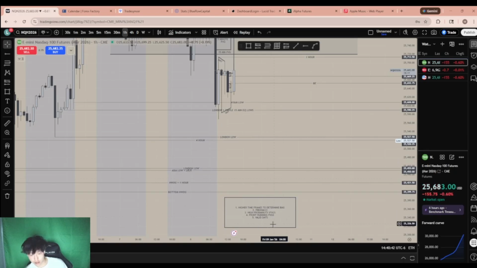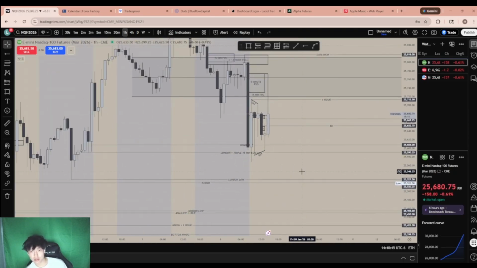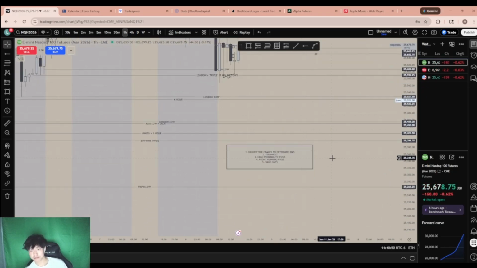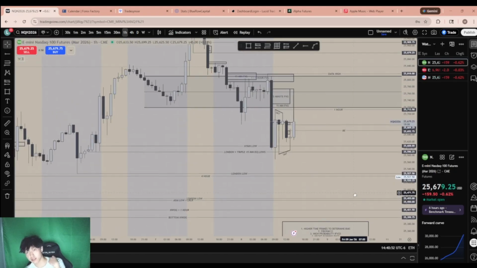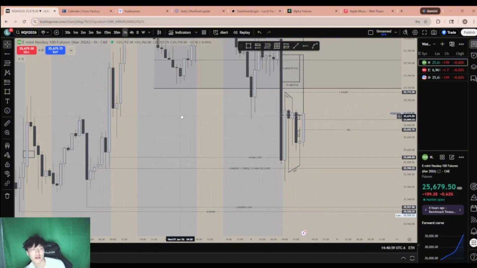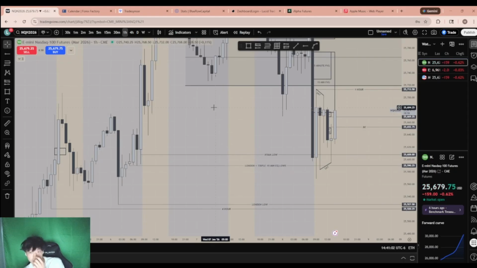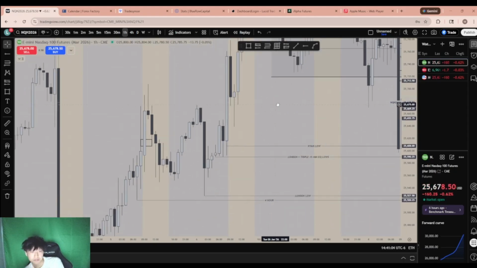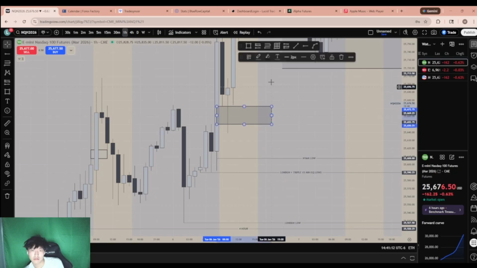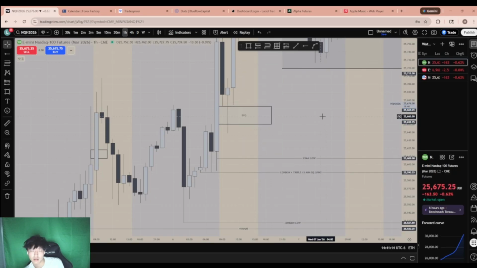Okay, even with number 5, valid SMTs, depends on the liquidity pool, right? So front running for value gaps, I wouldn't recommend it. Like, what is a front run for value gap? It's basically saying, so right here, there's a 1 hour fair value gap right here.